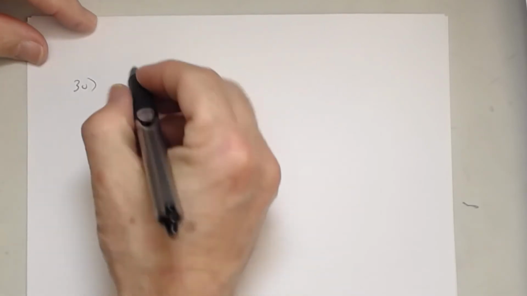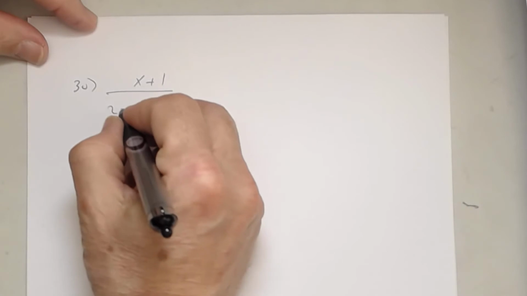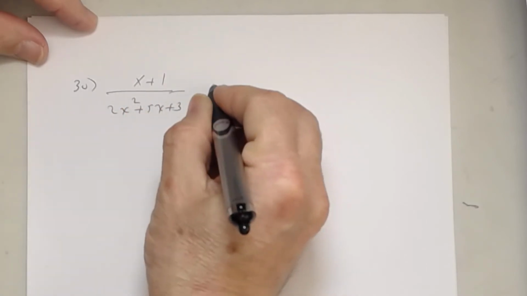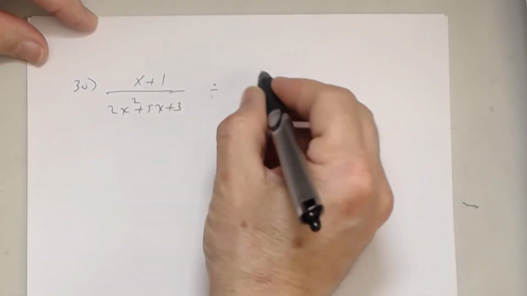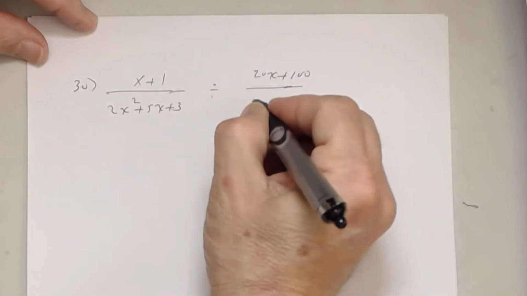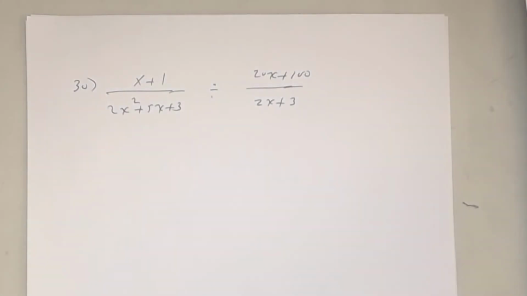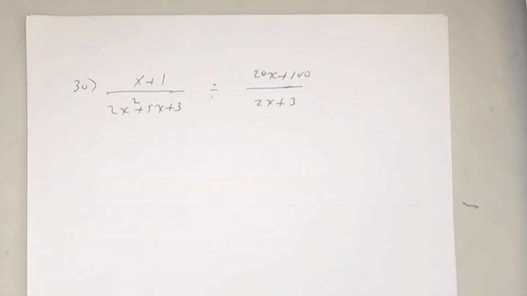All right, so number 30, you have (x plus 1) divided by (2x squared plus 5x plus 3). So that rational expression is being divided by this one, (20x plus 100) divided by (2x plus 3). That's the 20x plus 100. All right, what's step 1?